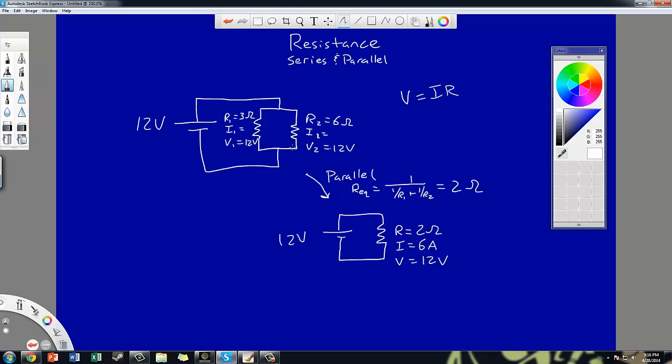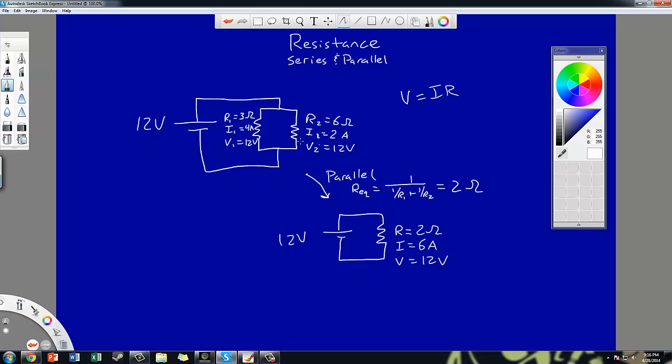Going back, we've already made the decision that the voltage is the same between these two. So I have my 12 volts here. I'm going to solve for my two current values. 12 is my voltage. My resistance is 6, so 12 divided by 6 gives me 2 amps. And then over here, 12 divided by 3 gives me 4. So 4 amps and 2 amps. Now I have all my information.